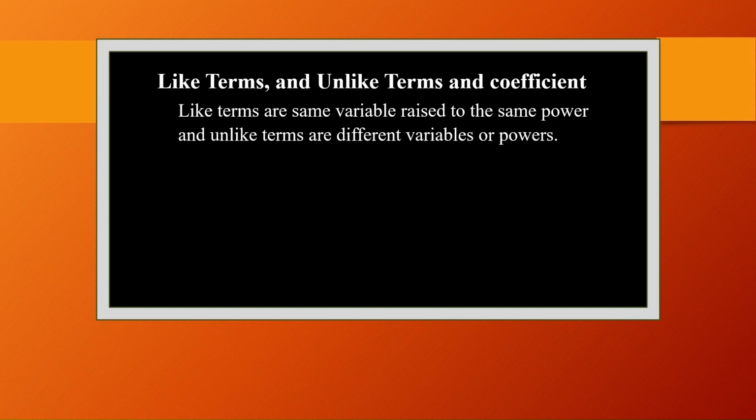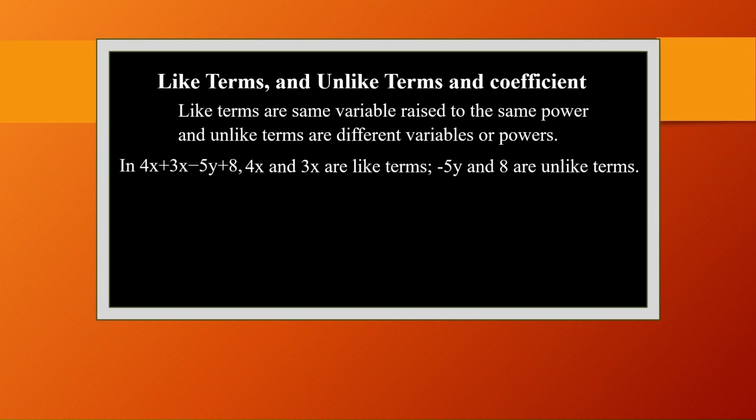Like terms are the same variable raised to the same power, and unlike terms are different variables or powers. In 4x plus 3x minus 5y plus 8, we said like terms have the same variable. So can you tell which are the like terms? 4x and 3x are like terms. Minus 5y and 8 are unlike terms.